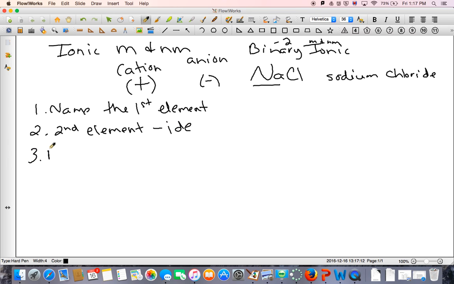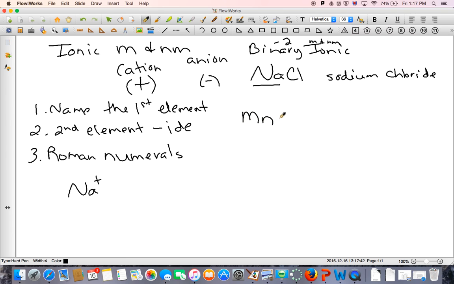Third rule, you're going to check for Roman numerals. I don't have my periodic table loaded here right now, but if you look on your periodic table, in the top right-hand corner, you see that sodium is just a positive one. That means he only has one possible way he can combine, giving away one electron. This does not require a Roman numeral because he only has one possibility. You're done, sodium chloride.